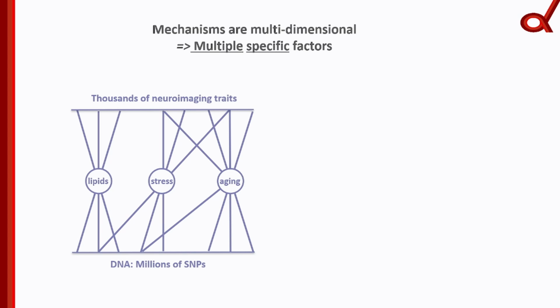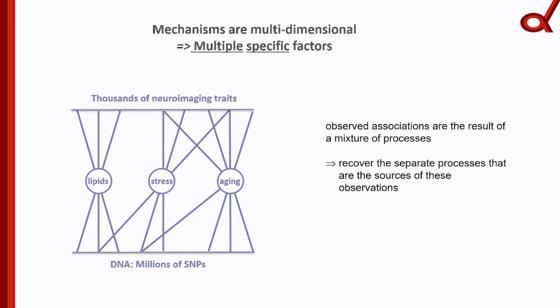So if you want to understand these intermediate specific processes better, I think we need to model them in a way that matches their multidimensional nature. So instead of deriving a single general factor, it can be useful to derive multiple specific factors that ideally also map to specific underlying mechanisms. Let's rephrase that a little bit.